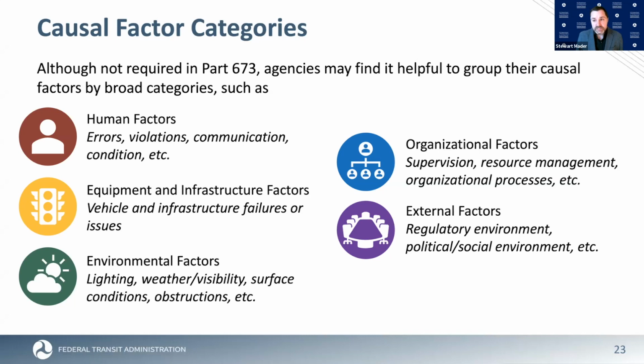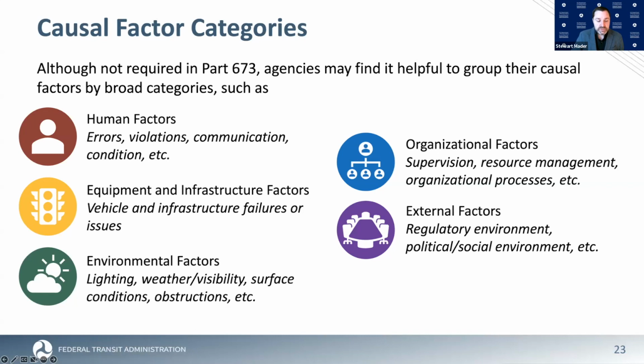If you have, for instance, a dimly lit area, and you may have, for instance, a fire hydrant or a sign or a pole, and the visibility is poor, that could present a tripping hazard. Next category is organizational factors, and this includes things like supervisory decisions, resource management, the agency's culture or processes. These could all be causal factors for a safety event.